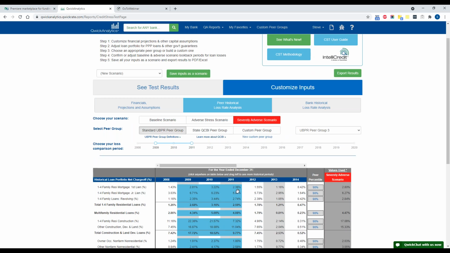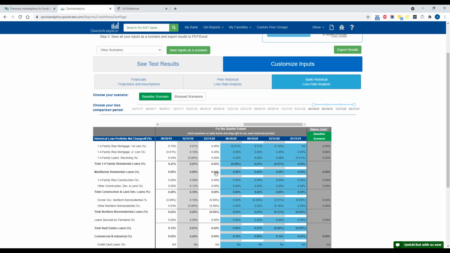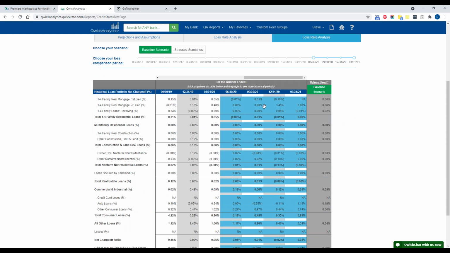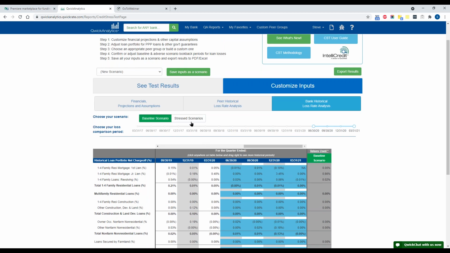Once we've gone through all of our peer-based inputs, the last thing we have to do from an input standpoint is just look at our own history. So we want to make sure that these last 4 quarters that we've chosen as our look back period for a healthy scenario really do reflect a healthy scenario. For this particular bank, in the last 4 quarters, losses were relatively negligible, OREO losses negligible, and reserve levels pretty stable, just over 1%. That looks like a good baseline period to use.